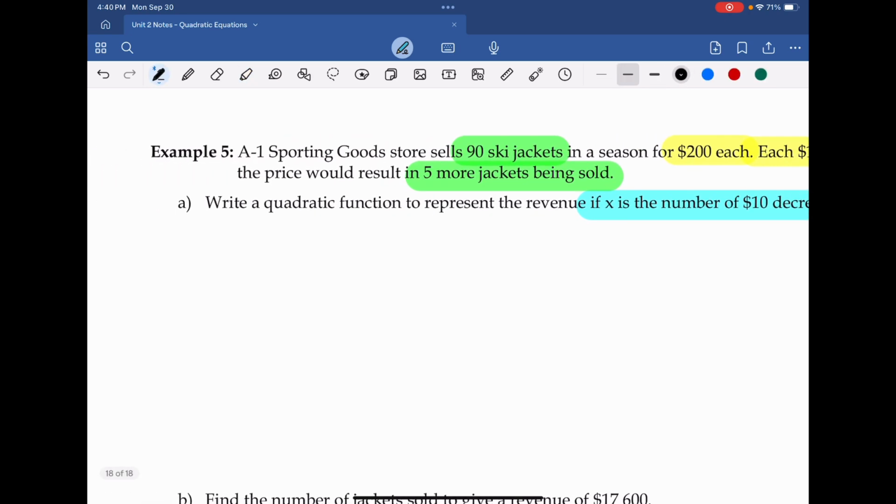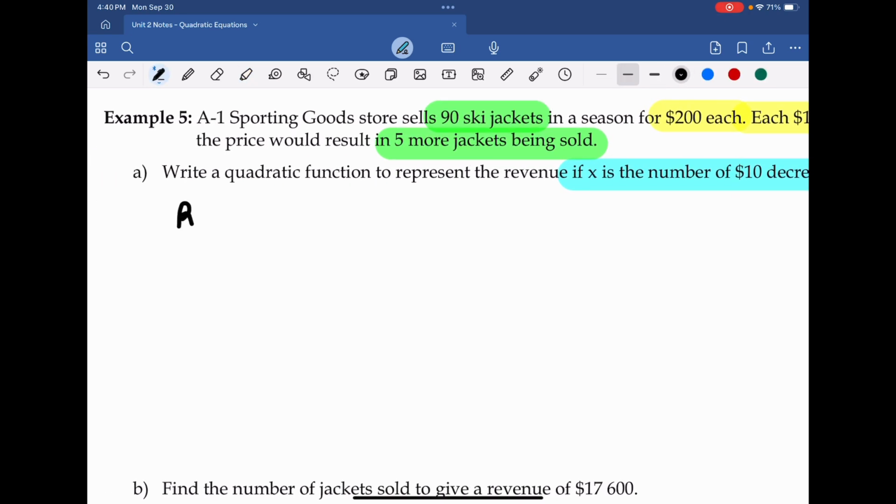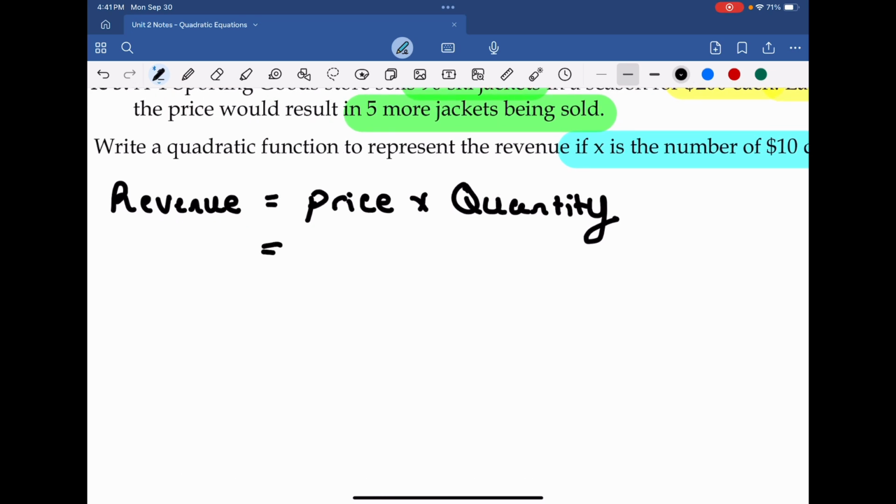Now we're going to put this together in terms of a revenue statement. Revenue is equal to the price times the quantity. In the first bracket, we're going to write that they originally sell for 200, but then they are telling us that there might be a $10 decrease. We don't know how many decreases, so we're going to put an arbitrary x next to that 10, saying we could either decrease the price by 10 like 4 times, or we could increase the price by 10 4 times.